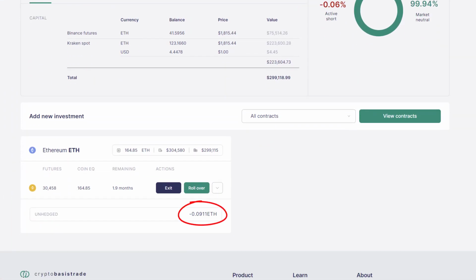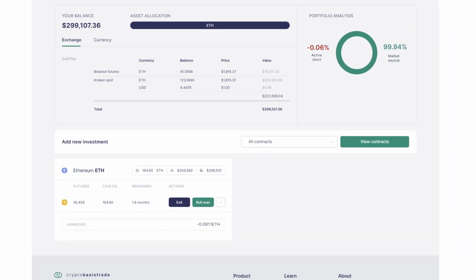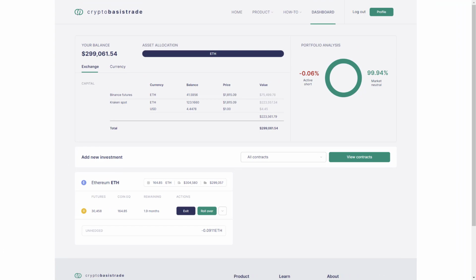There is a small unhedged amount in our arbitrage portfolio. In this case, we have a negative unhedged amount, meaning that our short futures position is somewhat larger than our long spot position. We can adjust it by buying back a few futures contracts. This will be a one-leg trade.